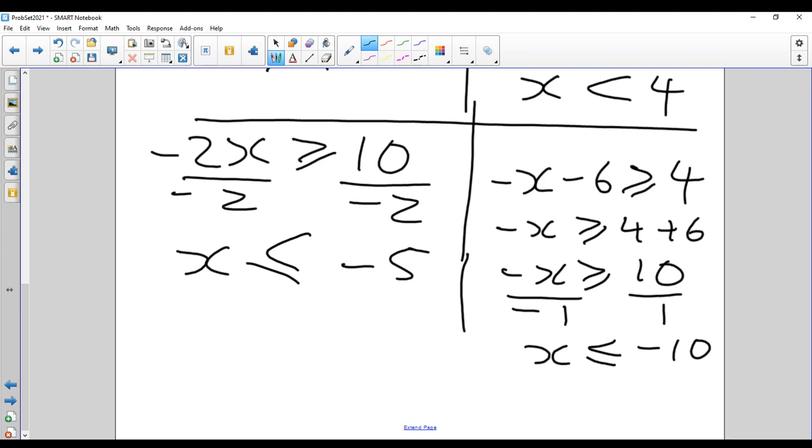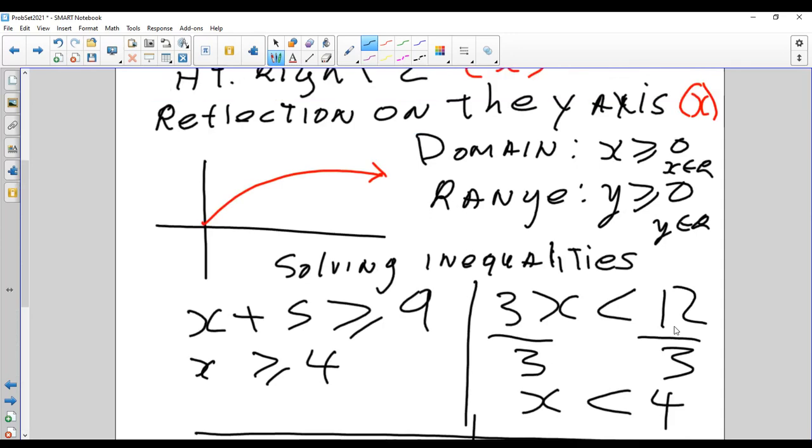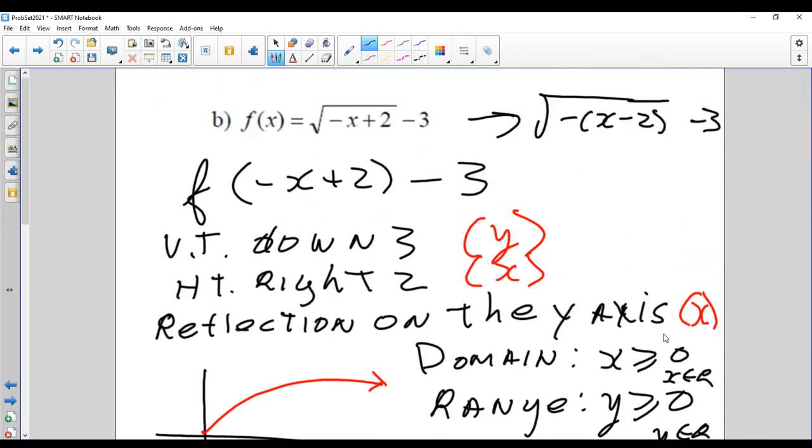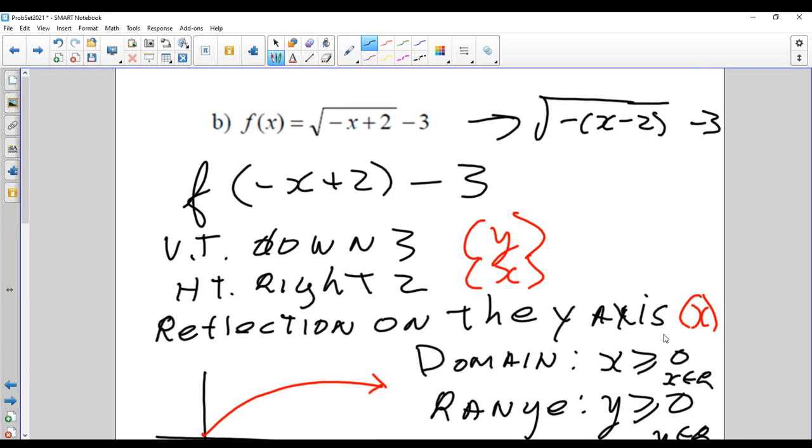We said for this particular type of function, a square root function, that the domain and range were x greater than or equal to 0, y greater than or equal to 0. That's domain and range. Those are inequalities. So we're going to have to do something to the x and something to the y. One affects the domain, one affects the range. Let's talk about the domain first. The current domain is x is greater than or equal to 0.